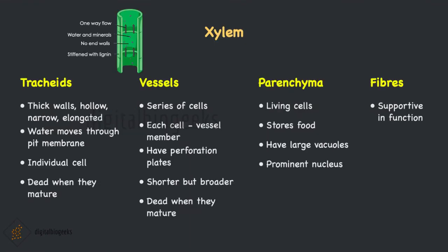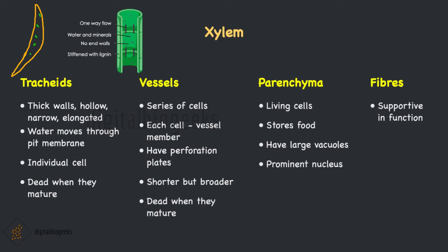Let's learn more about xylem tissue. Xylem has four types of cells: tracheids, vessels, xylem parenchyma and xylem fibers. Let's learn first about tracheid. This is a tracheid. They are elongated and these are pits. They have thick cell walls and the cells are narrow, hollow and elongated.